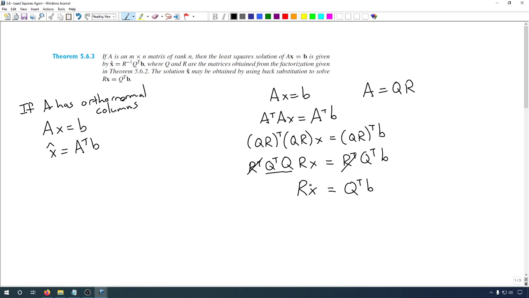Or since we're dealing with the least squares solution, maybe we'll call that X hat. But what do we have here? We have a different system of equations. Q transpose B is a column vector. But the important thing is that R is a non-singular matrix, so we can actually solve this. In fact, if we wanted to, we could just say that X hat is R inverse Q transpose B.